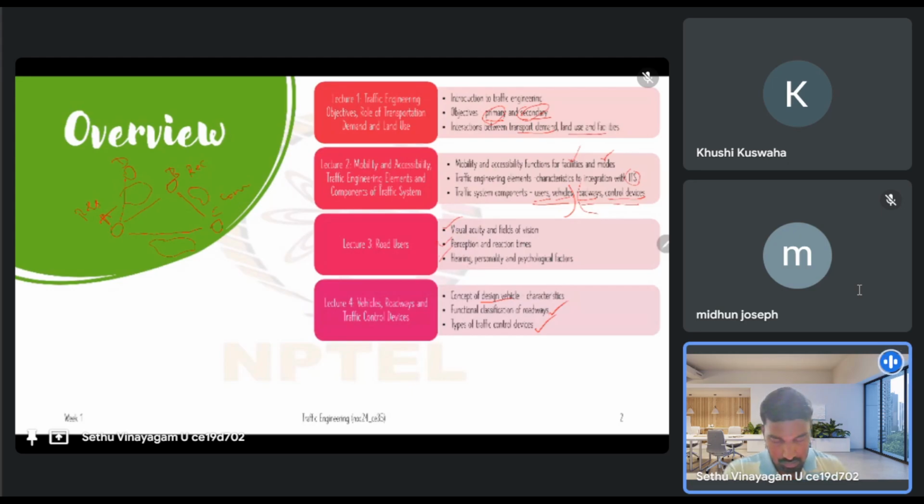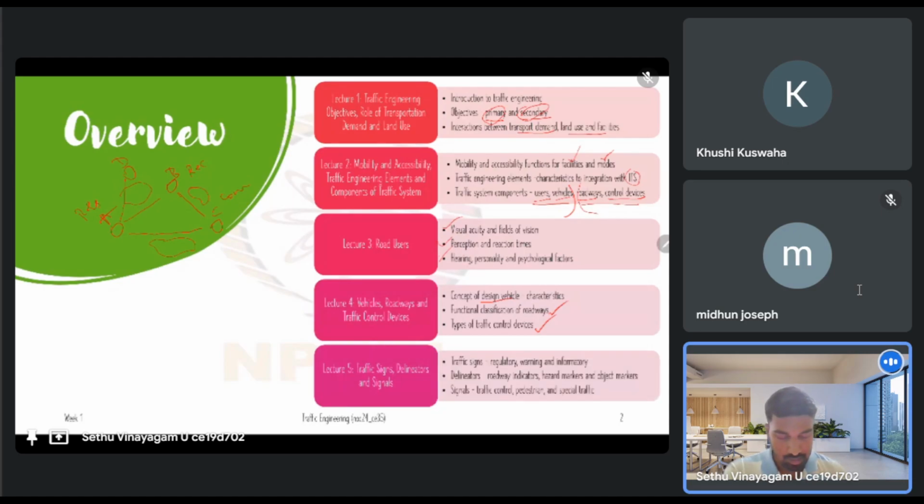So these were introduced in the fourth lecture, and in the final lecture we were looking in particular at these traffic control devices, in particular the signs, delineators, and signals. Particularly in signs, we looked at three major categories of signs, which are regulatory, warning, and informatory. Regulatory means it conveys a rule or a law that must be obeyed, right?